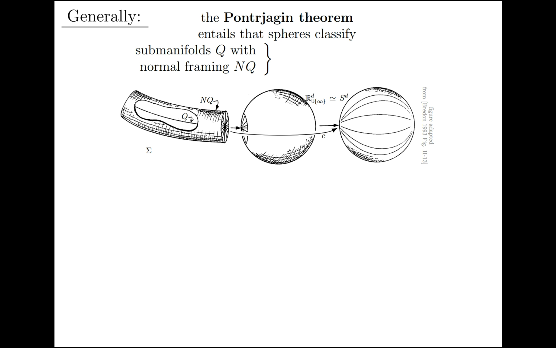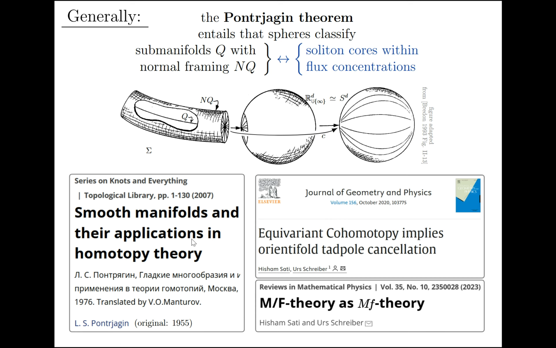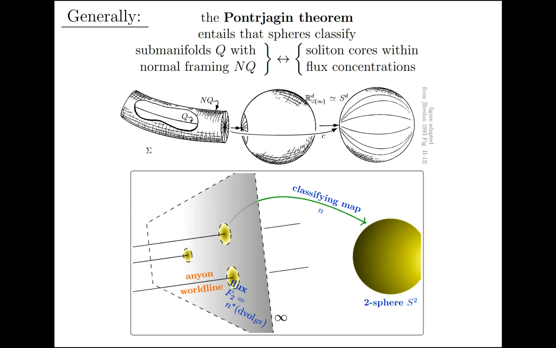All right, so that's the standard story of the Pontryagin theorem, reviewed by Pontryagin a long time ago. And now we just observe, which we did in these articles here, but never mind, we observe that as we think now of the sphere as classifying solitonic fluxes with exotic flux quantization laws, the same story can now be understood: the submanifolds can be understood as soliton cores, and these tubular neighborhoods as flux concentrations around them. This is indicated in this cartoon here, which is the relevant one for our setup.